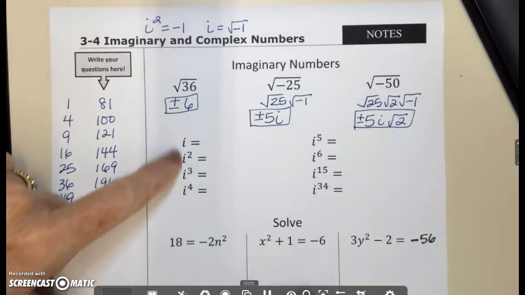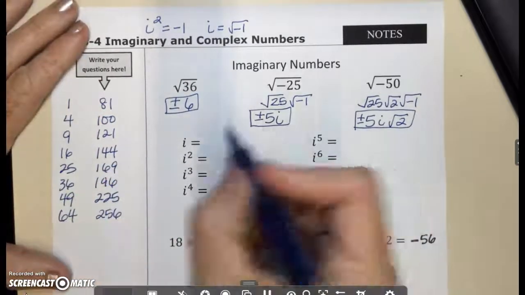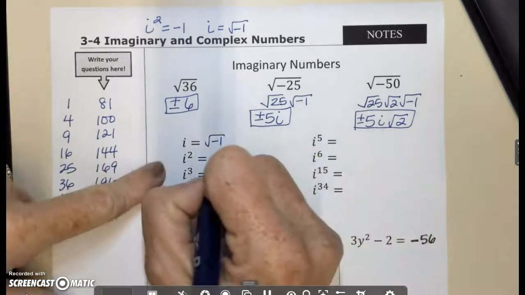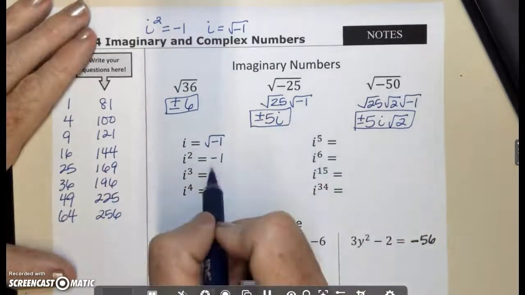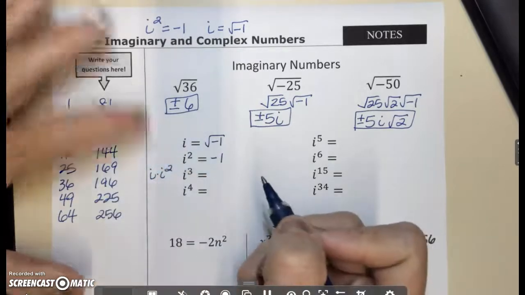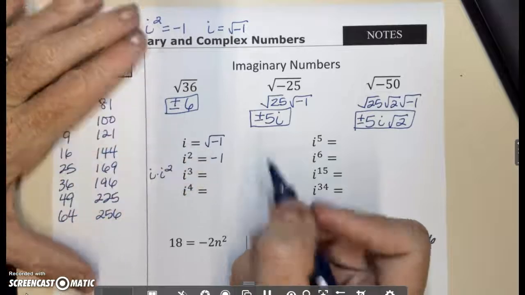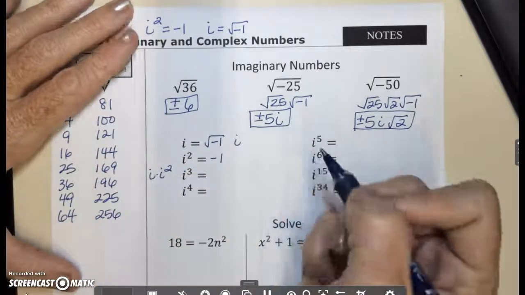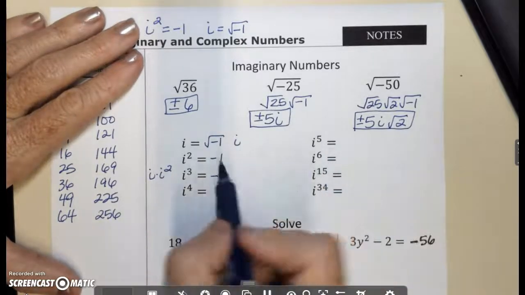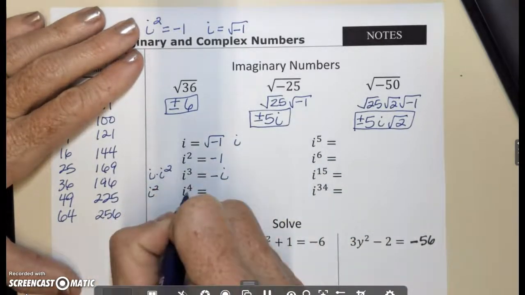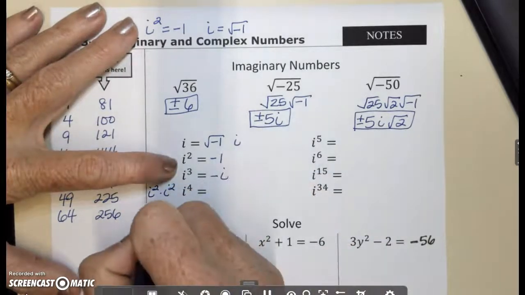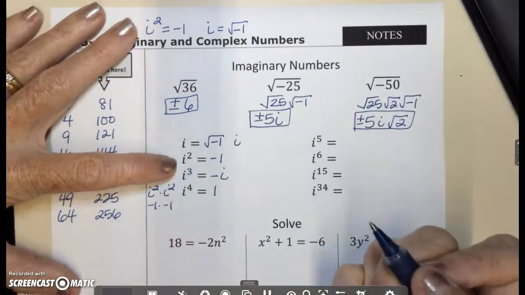Okay? So let's think about when we're raising these to powers now, what we have. So I equals the square root of negative 1. We know that I squared equals negative 1. Well, when I have I cubed, I essentially have I times I squared, which are these two values multiplied together. So I now have, we're just going to call that I. So I times negative 1 would be negative I. And if I have I to the fourth, that's really I squared times I squared. So negative 1 times negative 1 would give us positive 1.